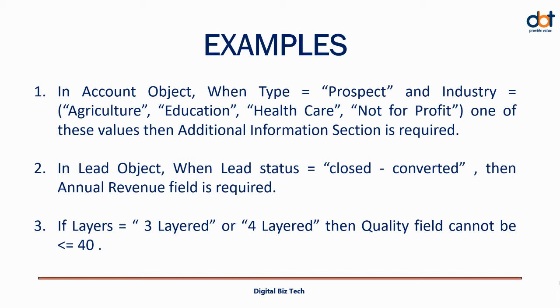So, the first one says that on an account object, when the type is equal to prospect and industry is one of these values, then some of the fields in the additional information section are required. Let me point out the type and industry fields here are a picklist. So let's go ahead and see how this validation rule triggers.